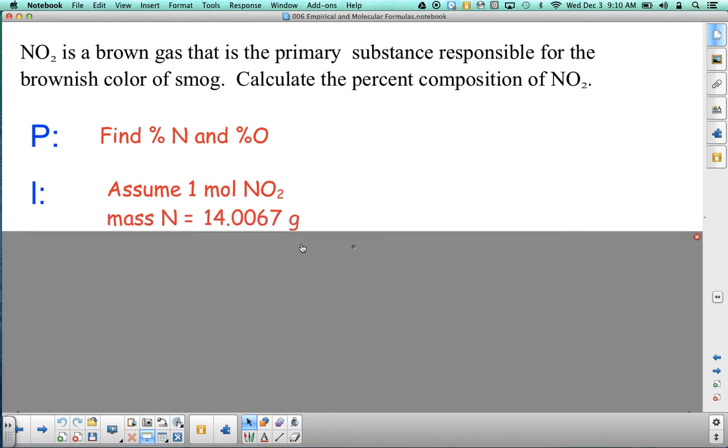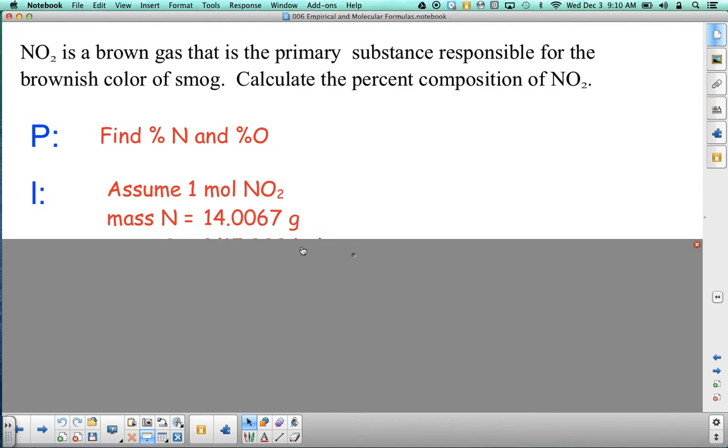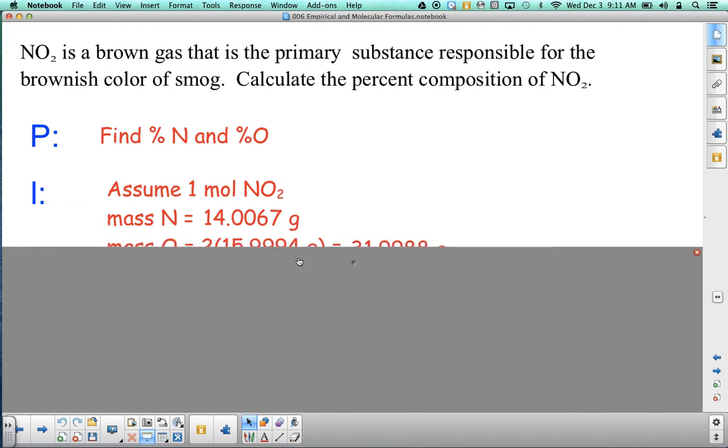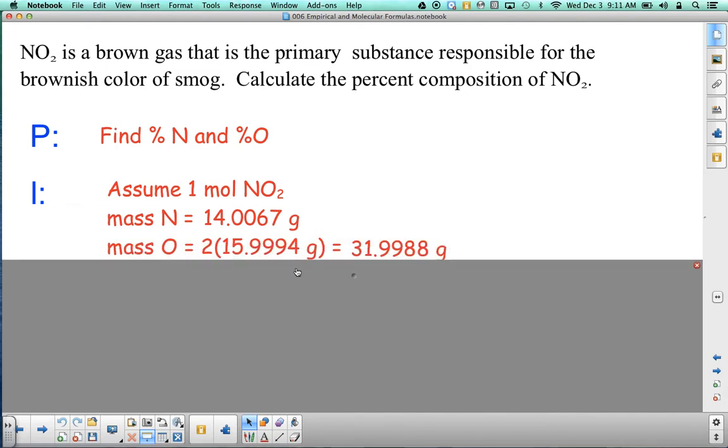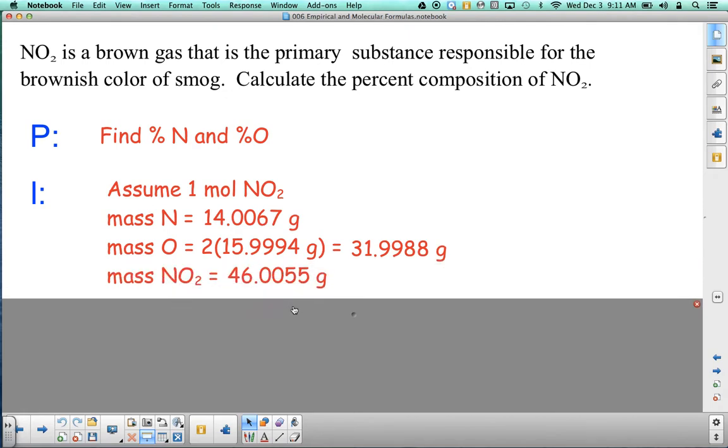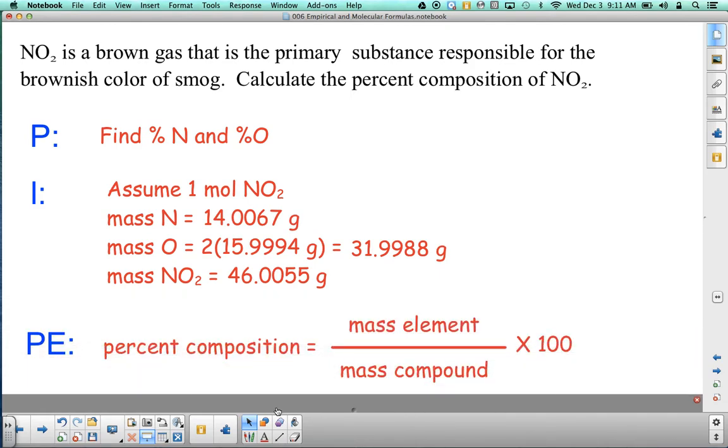Using the periodic table, we can find the mass of nitrogen in 1 mole of NO2 to be 14.0067 grams. The mass of oxygen in 1 mole of NO2 is 31.9988 grams, and the total mass of 1 mole of NO2 is 46.0055 grams. Like all percentages, percent composition is part divided by whole times 100. In this case, mass of element divided by mass of compound times 100.